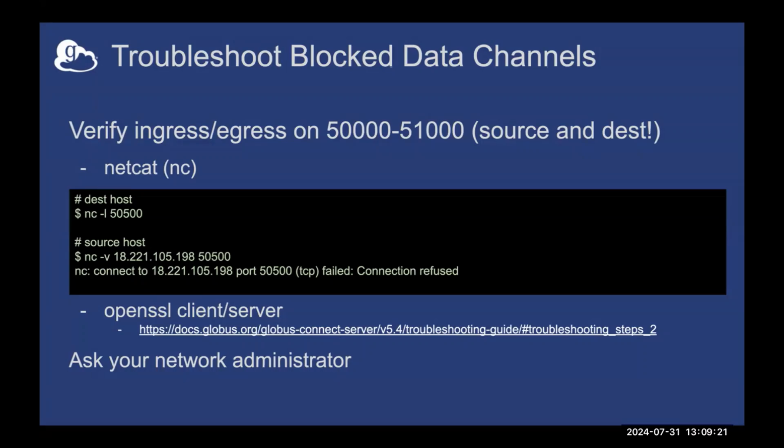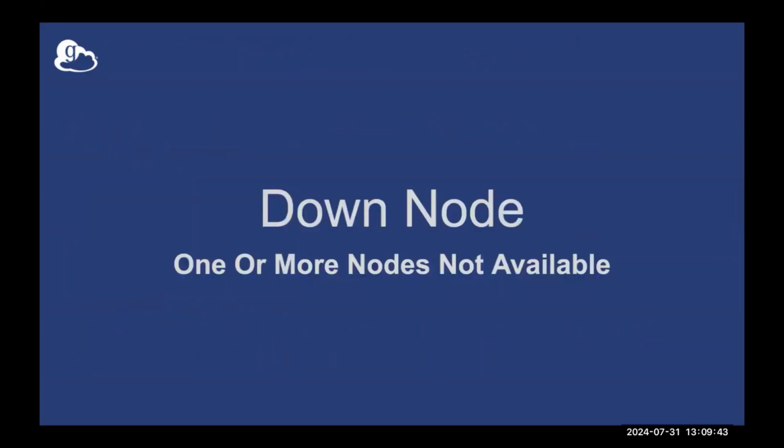But if ultimately you detect that you don't have connectivity through your firewall on the ports that we need, there's not a lot you can do about it other than talk to your network administrator. I mean, unless you are the network administrator, obviously, but we just need those ports open for transfers to be successful and in order to connect to the various GCS nodes in order to do basically anything there.